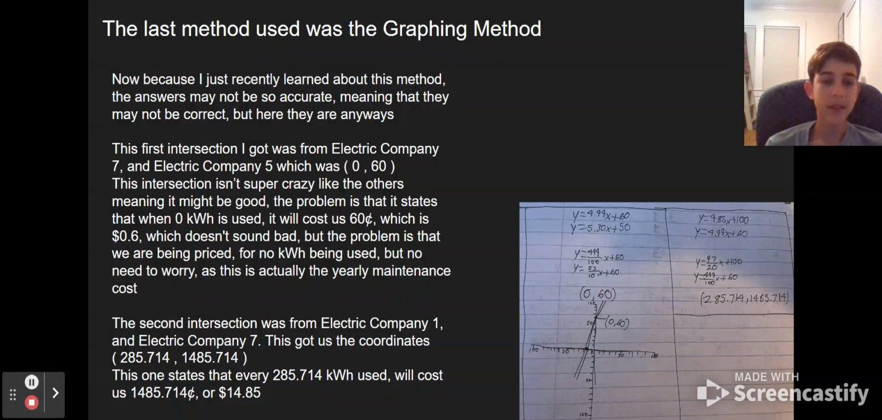We also have the second intersection, which was from Electric Company 1 and Electric Company 7. This got us the coordinates 285.714, 1485.714. This states that every 285.714 kilowatt hours used will cost us 1,485.714 cents, or $14.85. So yeah, that's pretty good. I would say that's very good.